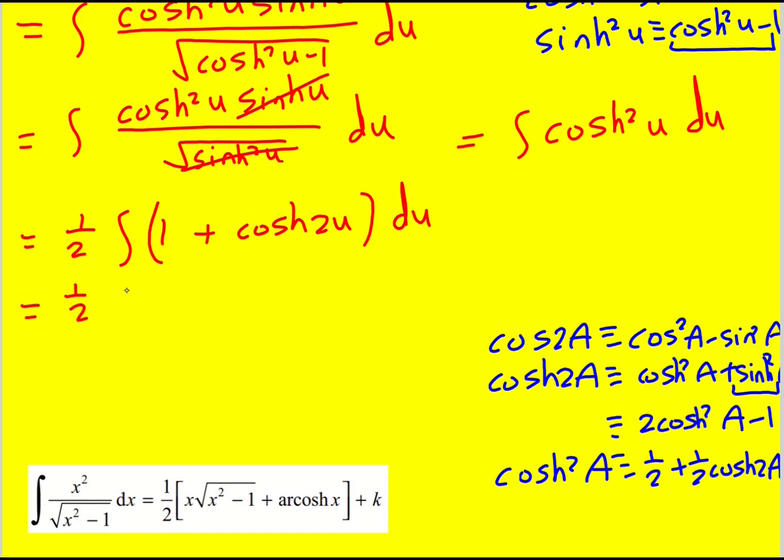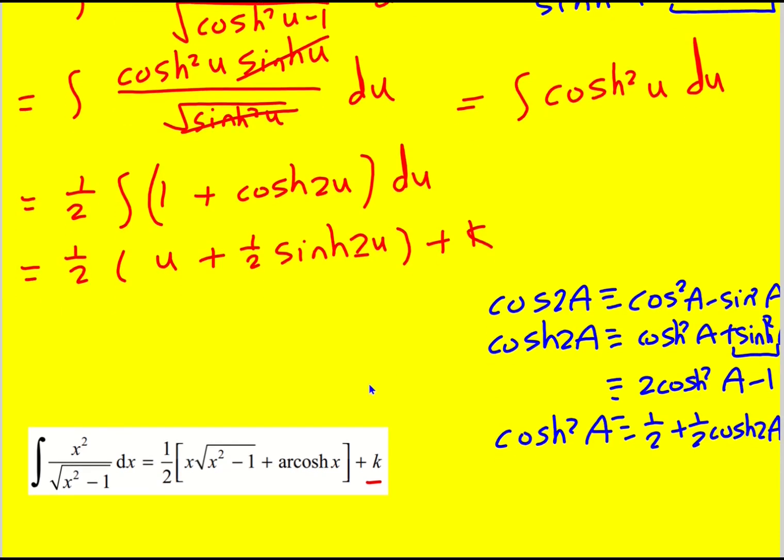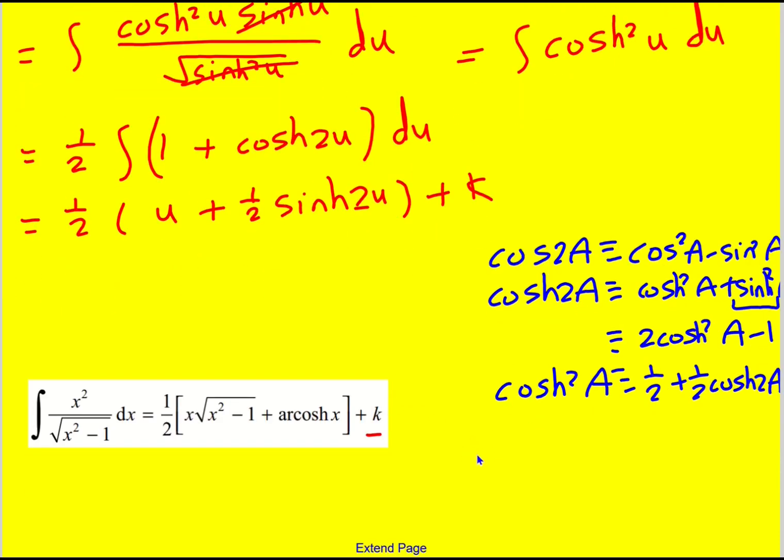So then it will be a half multiplied by u plus a half sinh 2u. Just reverse chain rule here. You can see when I differentiate it back, I will get back to that. And then I'm going to add on, normally I would add on c, but they're using a k here for whatever reason. So let's add that on. We're not going to need to modify it later on.